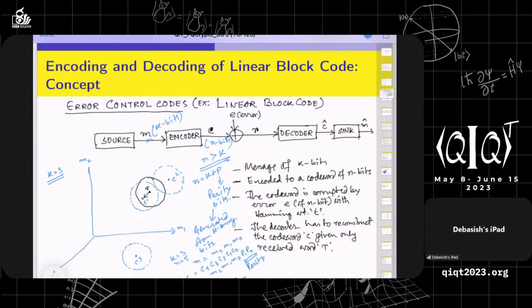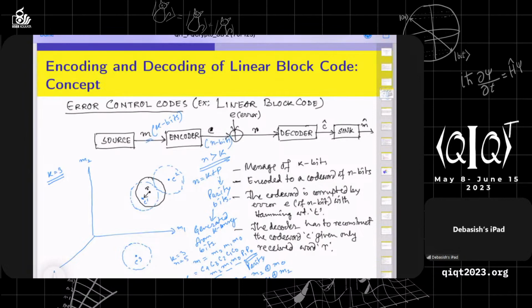Like, for example, P1 is generated by XORing M2 with M0, and P0 is generated by XORing M1 and M2. So you can see P0 and P1 depend on M0, M1, M2, correct? That means they are keeping some information of the message bits. So if any of these M1, M2, M0 are corrupted, there is at least a chance to recover those bits from the parity bits.